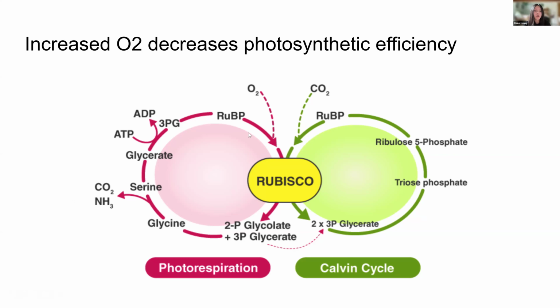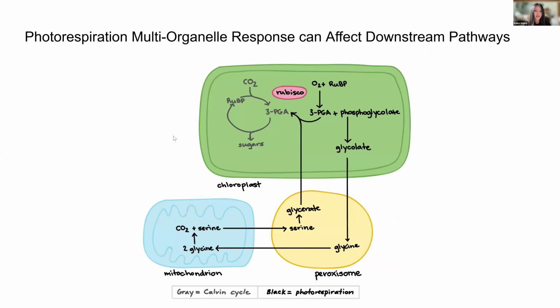But when there's excess oxygen, photorespiration basically competes with this necessary carbon fixation. And this photorespiration often happens in response to environmental stresses, which leads to overall decreased productivity in C3 plants, especially. And while this photorespiration serves as a protective mechanism to prevent this damage caused by the oxygen, it can impact the growth and yield of the plant. And photorespiration is also a multi-organelle response, and this can affect multiple downstream pathways.